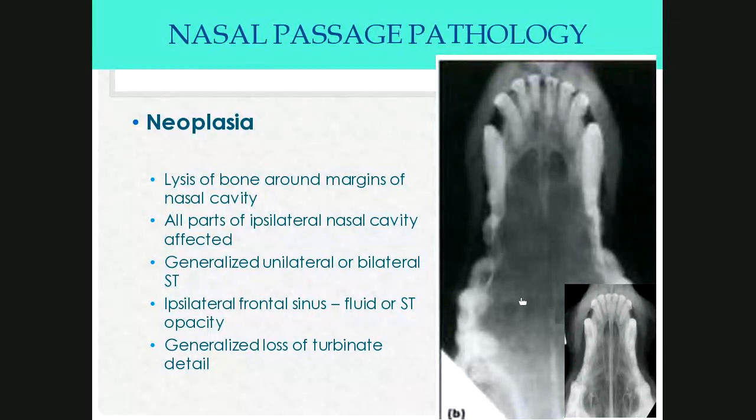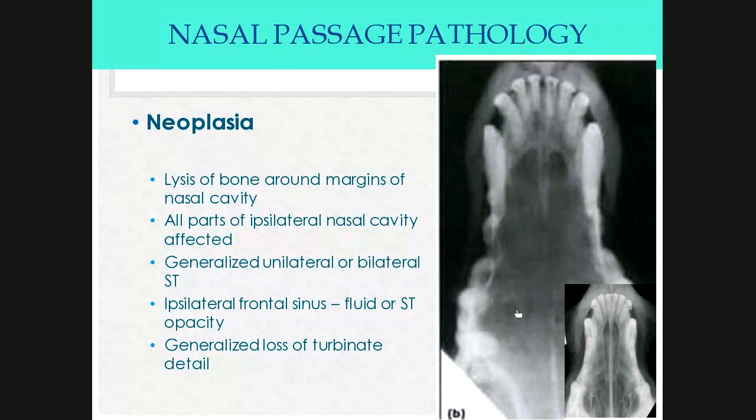So there's regions here where there's increased soft tissue opacity. There's a generalized loss of turbinate detail. Compared to the normal image, these little striated mineralized opacities are all absent. There's complete loss here of the central part of the nasal septum and the vomer.